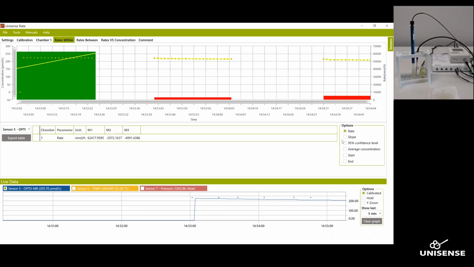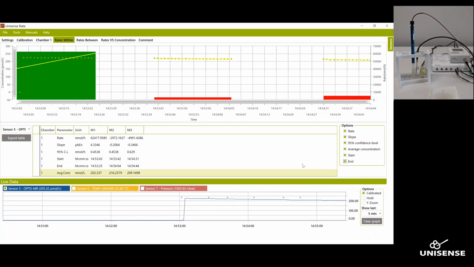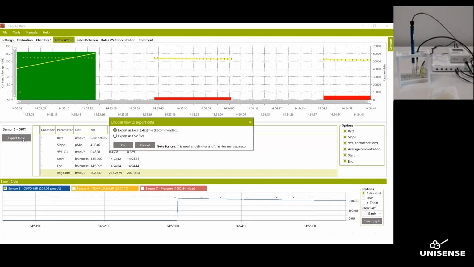You can then add the slope and the 95% confidence level, the average concentration, and the start and end point as well. So then you get the data over here. You can export it to Excel or as a CSV file. So then you get the data.